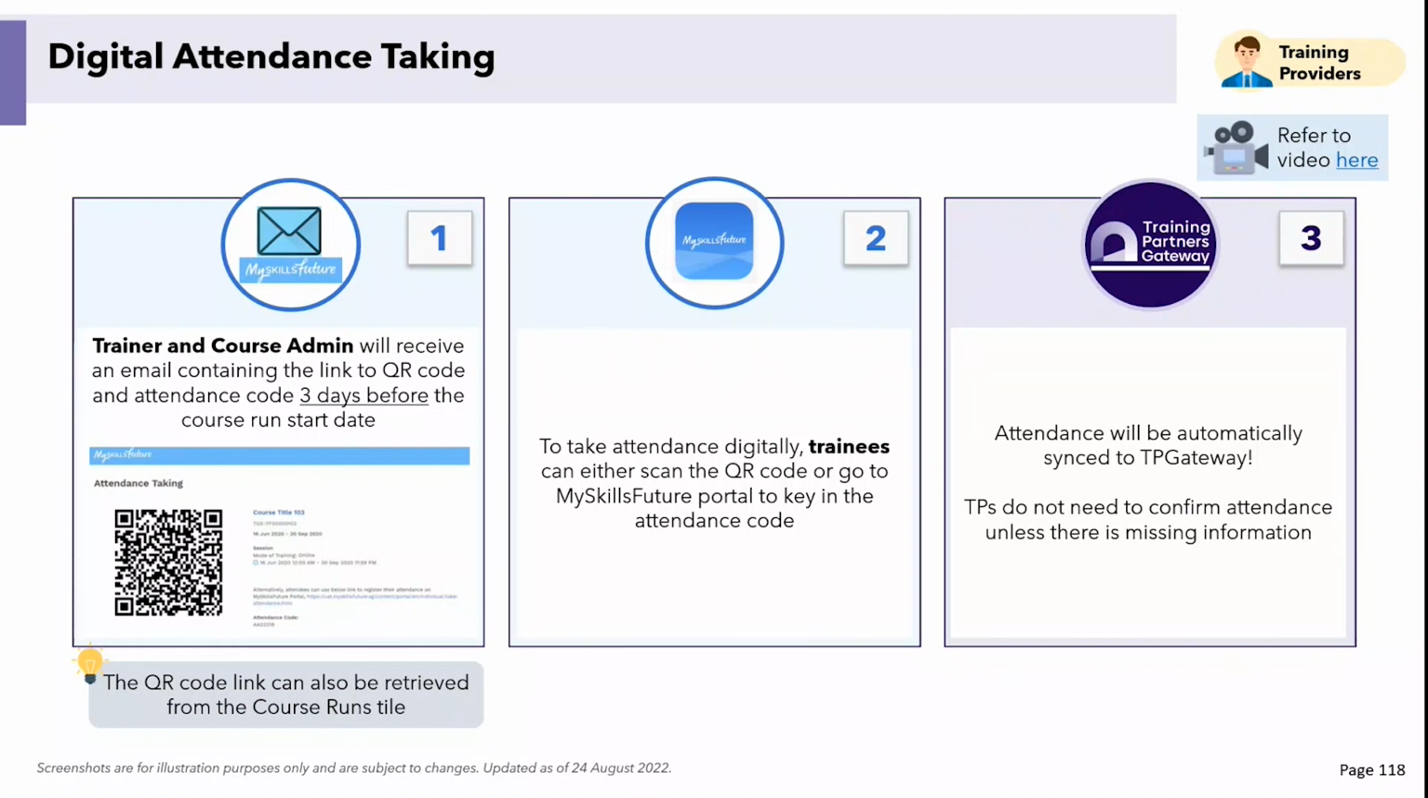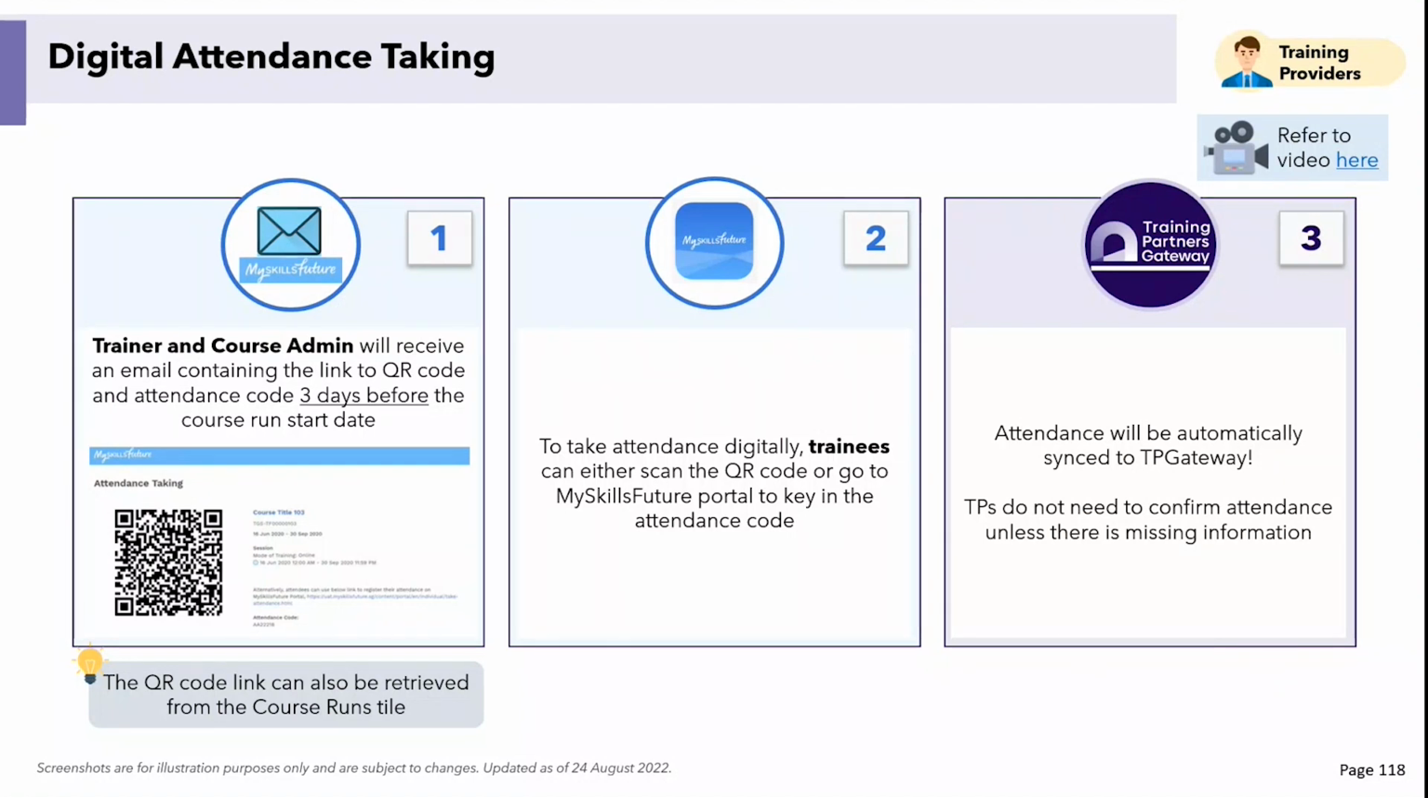So once you receive this code, you can flash the QR code on the screen for the attendees to take their attendance. Trainees also have the option to key in the attendance code that will be provided on the same screen. The attendance will be saved automatically in TP Gateway, and no further action will be needed from TPs unless there's any missing information or system issue.